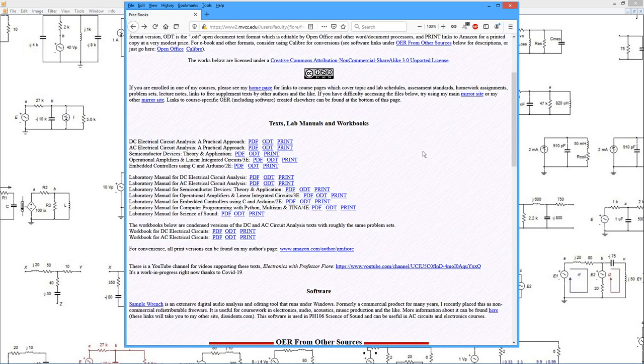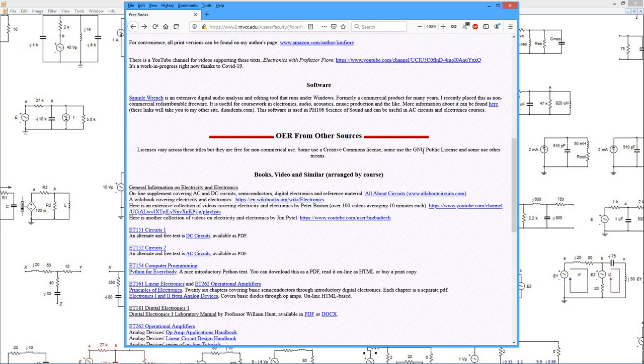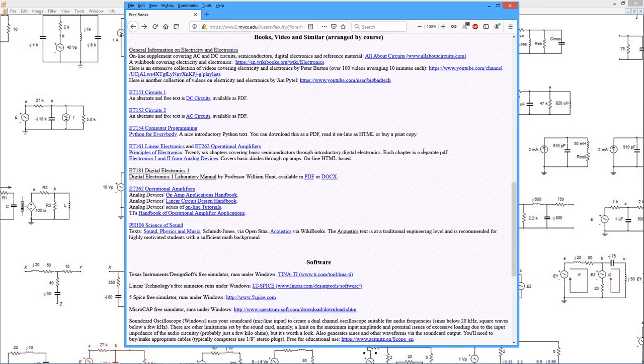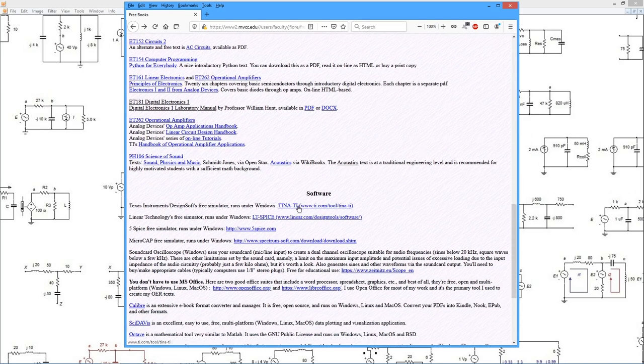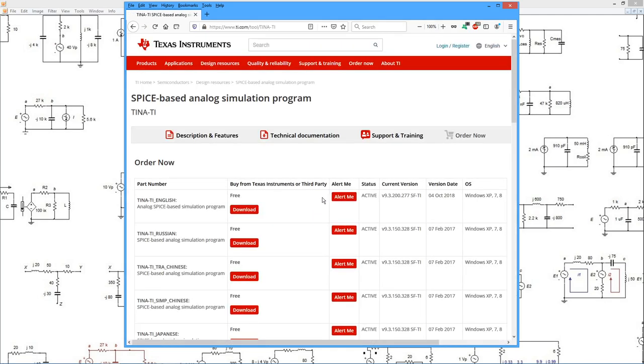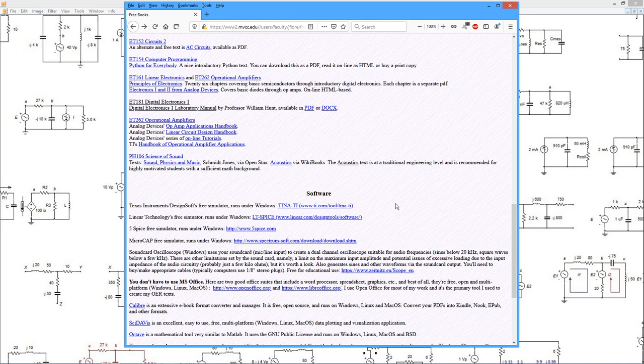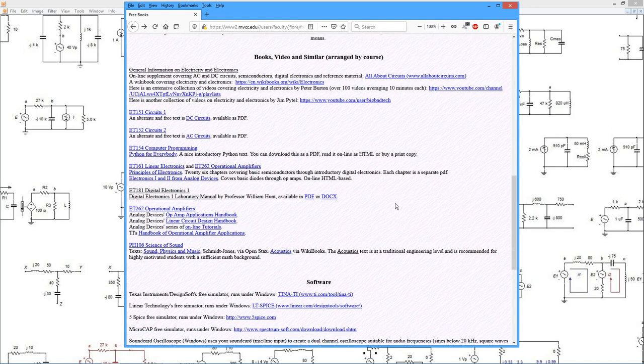Okay. You might find it handy to have a simulator, and a good simulator to use is this one from DesignSoft and Texas Instruments, available on the TI website. So you can just download this. This is a free version, version 9 of the commercial TINA program. So there you have it.